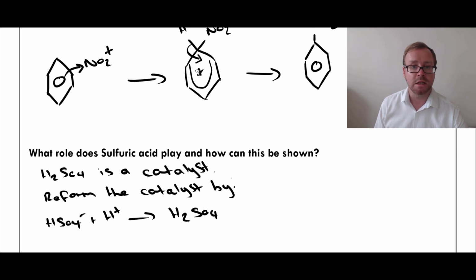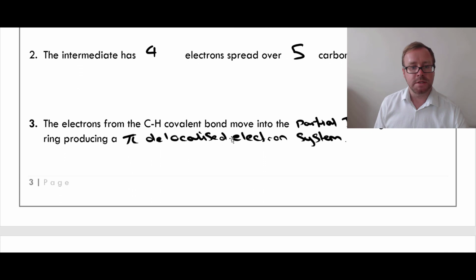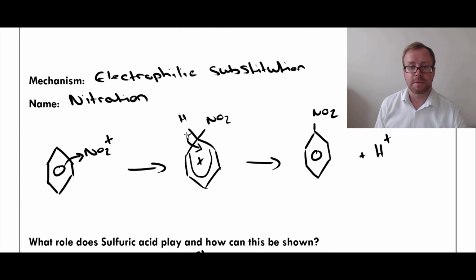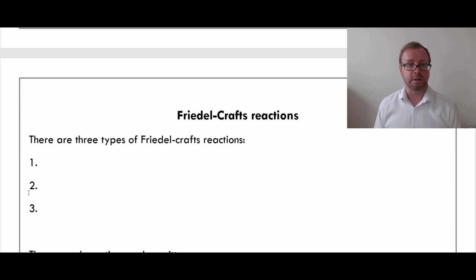And because we've removed 2 electrons, we're going to have a positive charge in the middle. And then the electrons from the C-H covalent bond move into the partial pi ring to reform the ring, producing a pi delocalized electron system. And we can see that happening here, and we've removed an H+, hence it is substitution. Right, so that's the first one that you need to know.